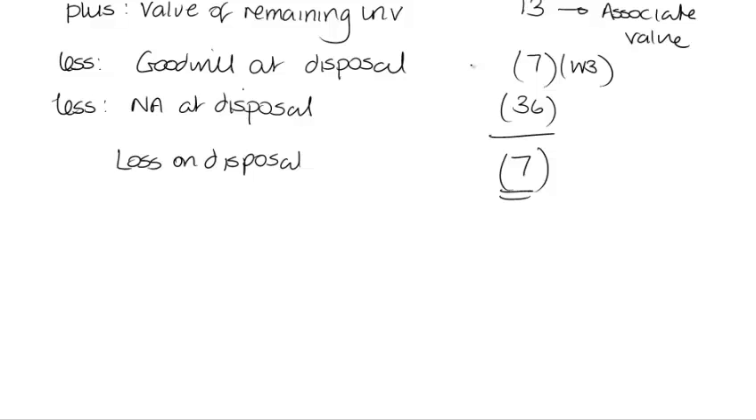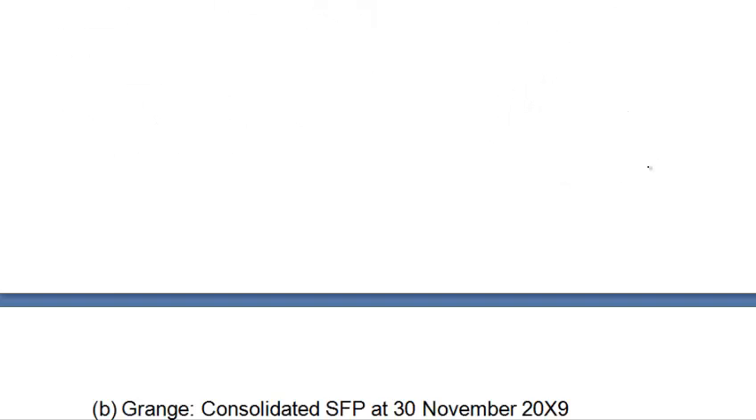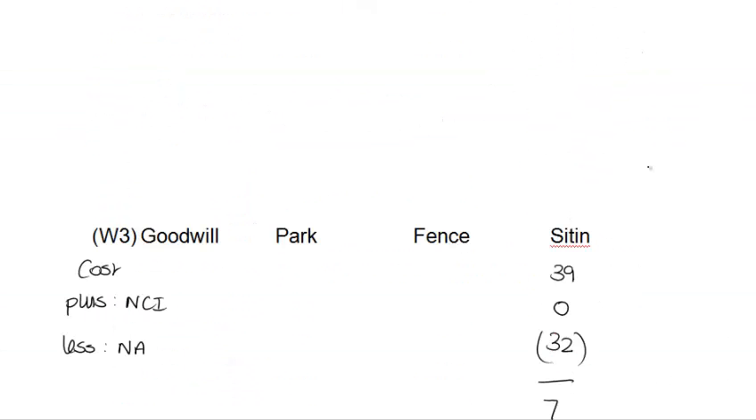Now, as far as that loss on disposal, that's taken to our statement of profit and loss, so it's going to flow through to group retained earnings. So let's go down to group retained earnings.